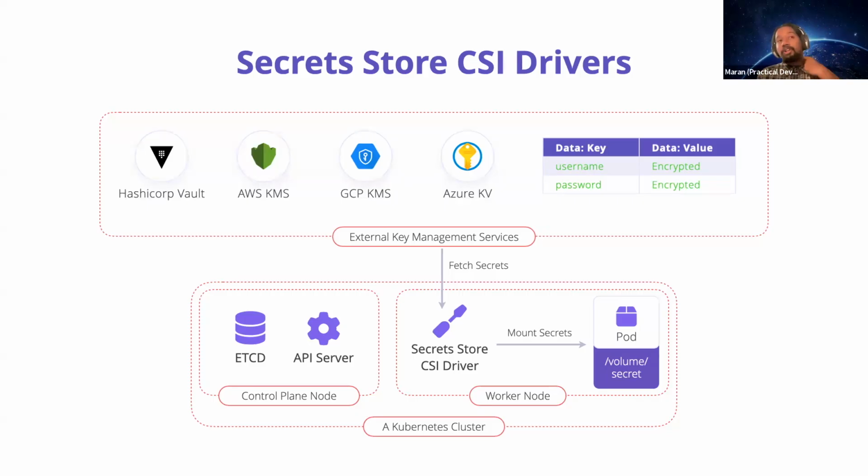If your secrets are in an external key management store somewhere else, use the Secret Store CSI driver, bring those external secrets, and mount them directly to the workloads that require them as a volume mount. Right? So this is very helpful. Secret Store CSI driver is very helpful.